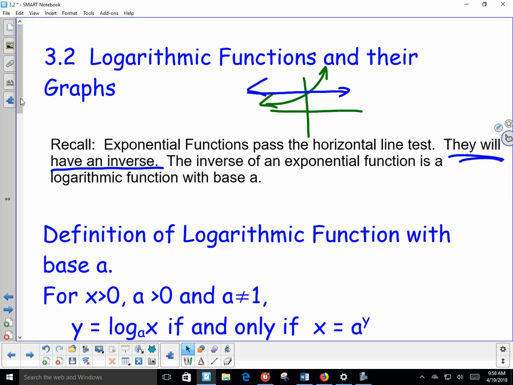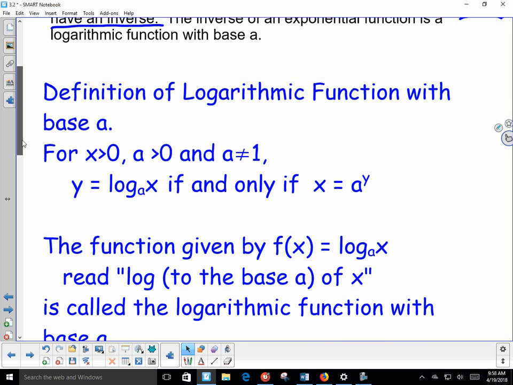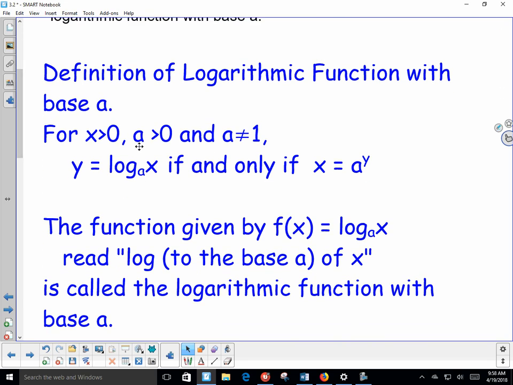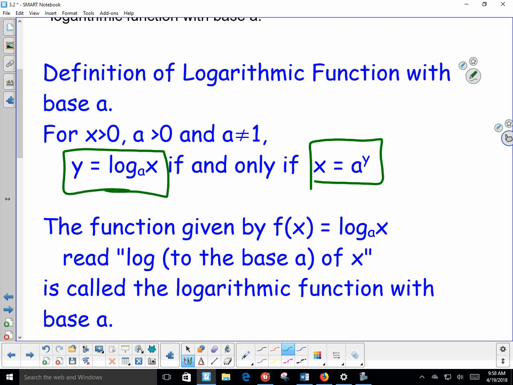Okay, so our definition of logarithmic function of base a: for x greater than 0, a greater than 0, and a not equal to 1, y equals log to the base a of x. That's how we read this. Can you all read this with me? Log to the base a of x, if and only if x equals a raised to the y. All right? So this is written in exponential form. This is written in log form.